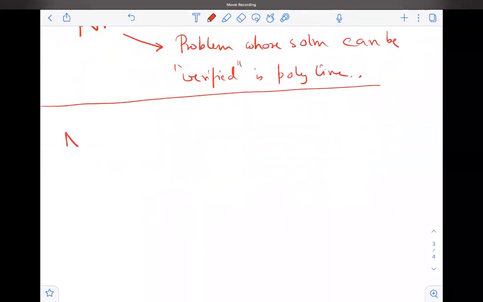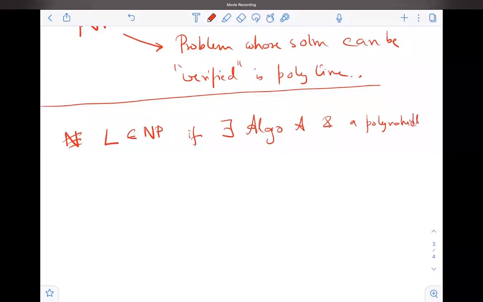If you want me to write down the definition of NP formally, I can do that. So again, when is L in NP? A language L is in NP if, now this is a bit complicated, there exists an algorithm A and a polynomial P such that, now this is important, for all x in L, not for all x, for all x in L, there exists a y.